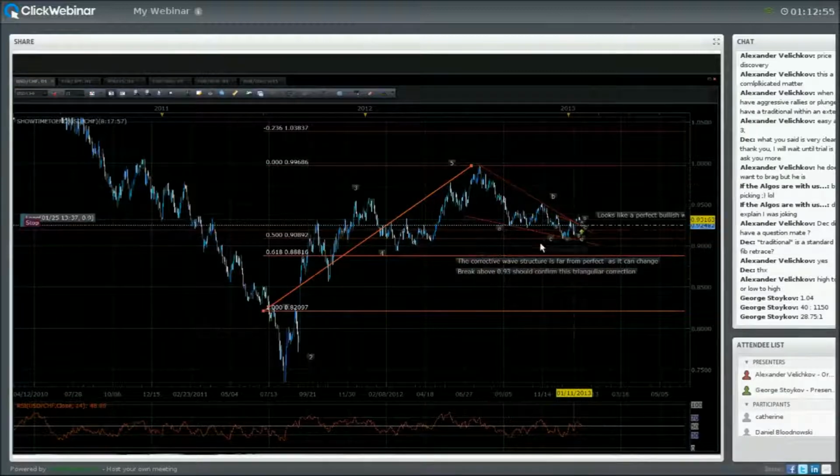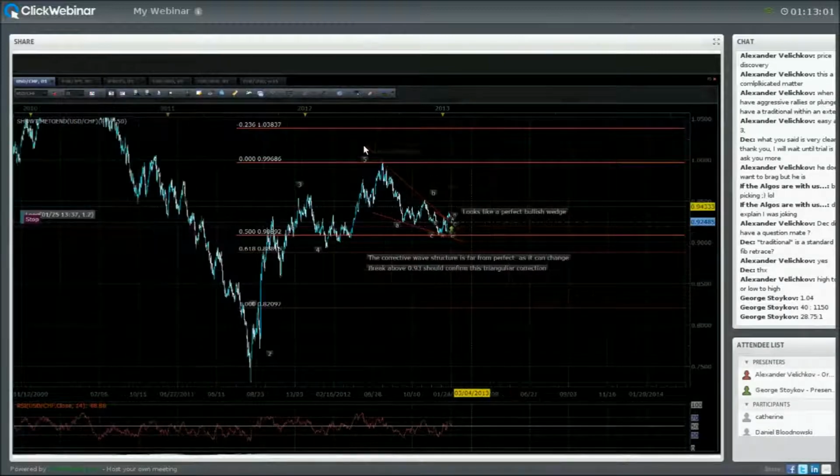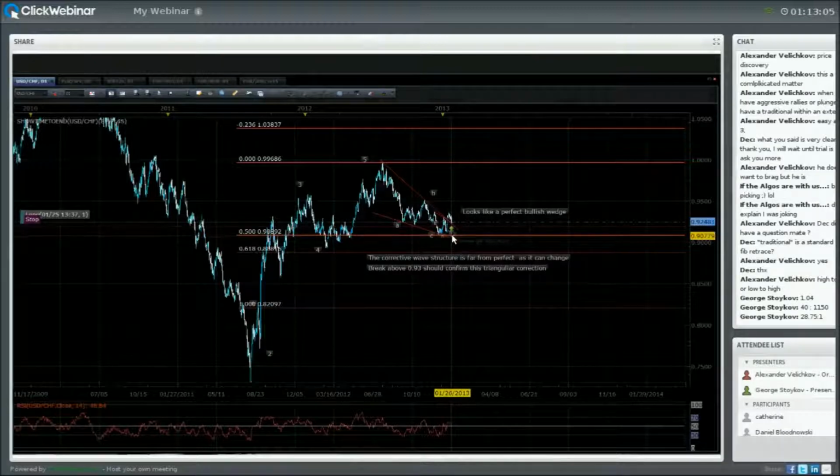the same extension. So if this is, and it looks like a perfect bullish wedge with a completely tethered wave triangle. Let me just remove this. Sorry. Again, about the language. I'm gonna get called by Alexander about the language.